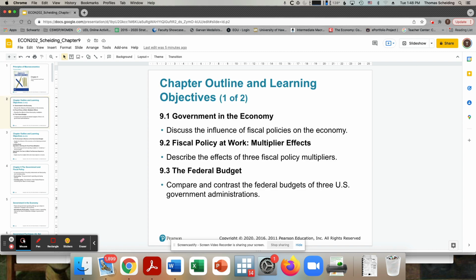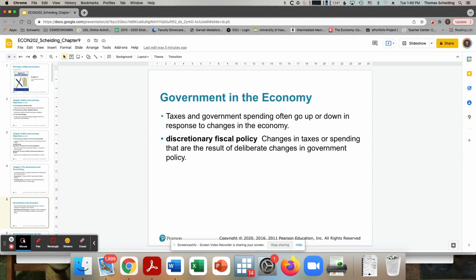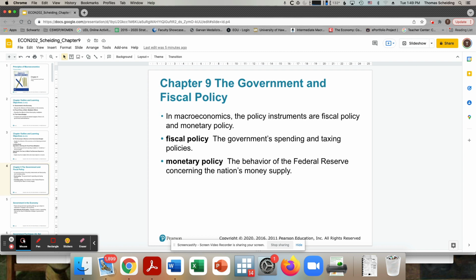So, I'm just going to skip over this for right now. These next two chapters look at two ways that you could get involved in the economy. This chapter, chapter 9, we're looking at fiscal policy.